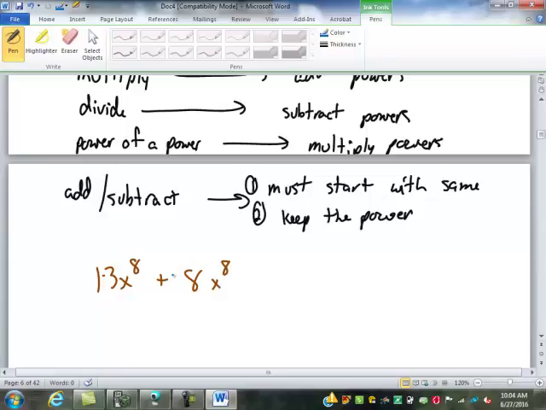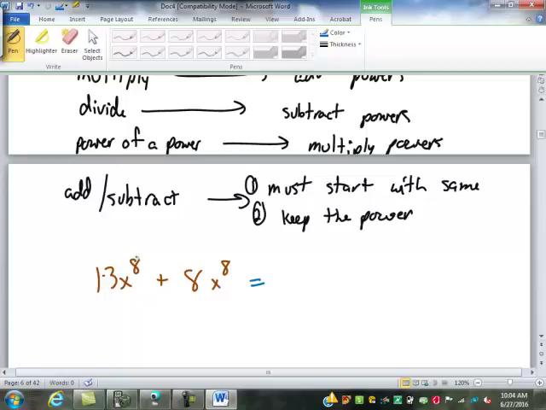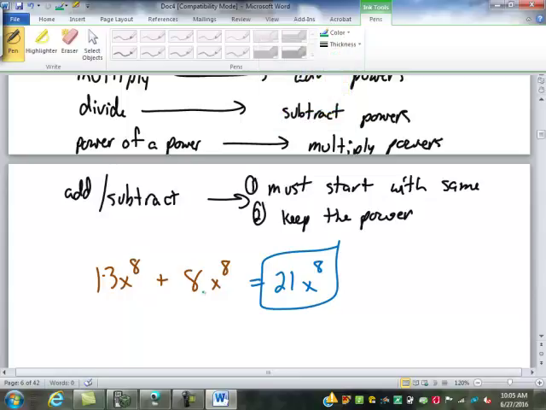Next. So we're going to combine the counts. 13 and 8 we're adding, so that becomes 21. X to the 8, we keep the same power. So that's adding or subtracting.